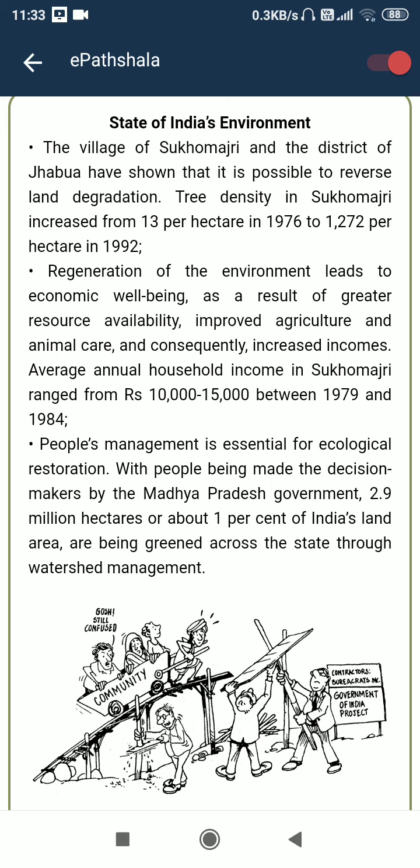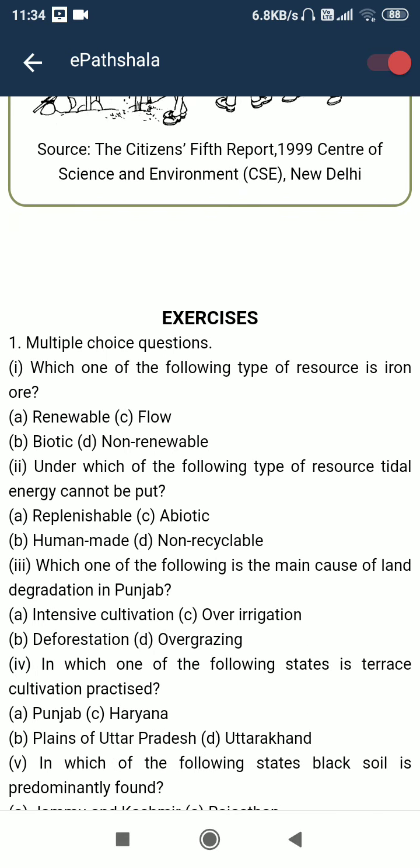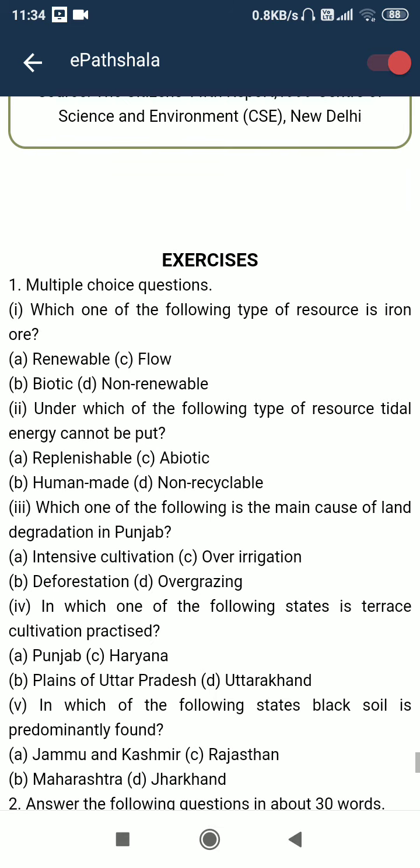People management is essential for ecological restoration. With people being made the decision makers by the Madhya Pradesh government, 2.9 million hectares, or about 1% of India's land area, are being greened across the state through watershed management. Source: The Citizen, 5th Report, 1999, Centre for Science and Environment, New Delhi.